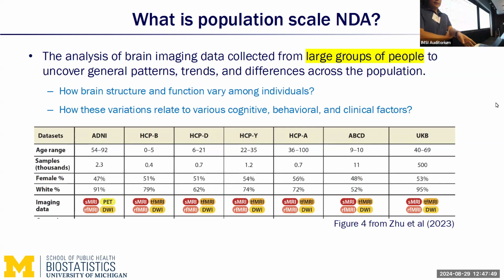So I borrowed one figure from Hongtu's review paper. This is a very nice review. I suggest each of you read this paper. But this figure basically summarizes some of the large studies focusing on different populations, with varying age ranges, and many of you already illustrated your method or your data analysis using those studies, and I will talk about ABCD and UK Biobank as well in my talk.